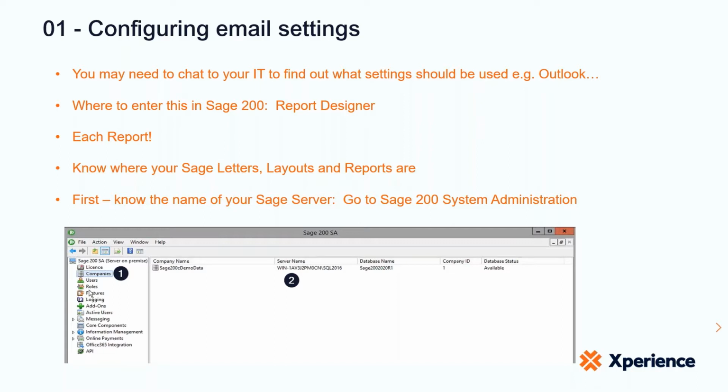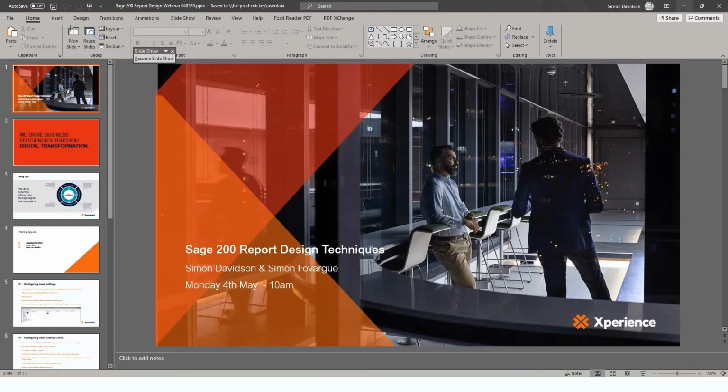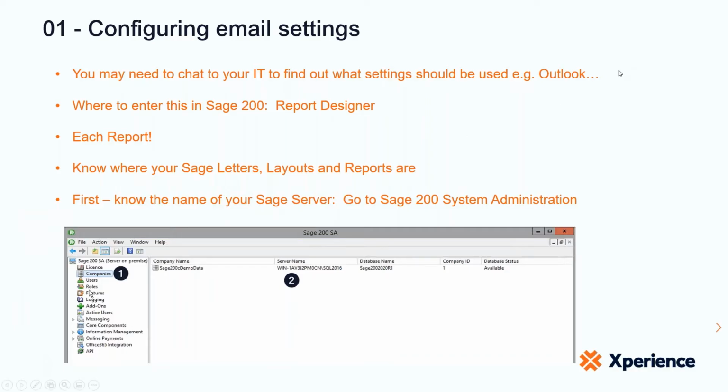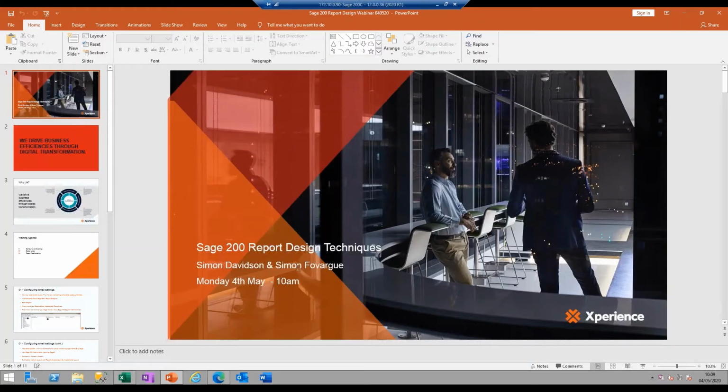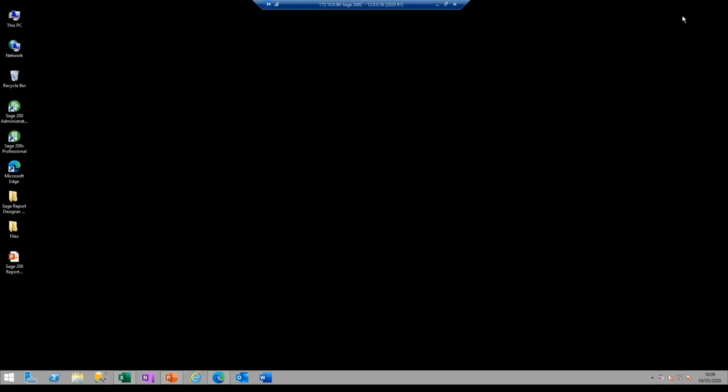Now, if you are a Sage system administrator, you can find out the name of your Sage 200 server just simply by loading up Sage 200 system administration. So I'll actually show you what that looks like. Sorry, I'll just go back a couple of slides here. Here we go. So how do I find out the name of my Sage server? So let's actually open up Sage 200 administration. If you're a Sage 200 administrator, you'll have a shortcut on your desktop like this.